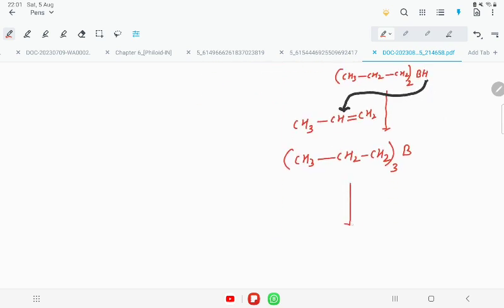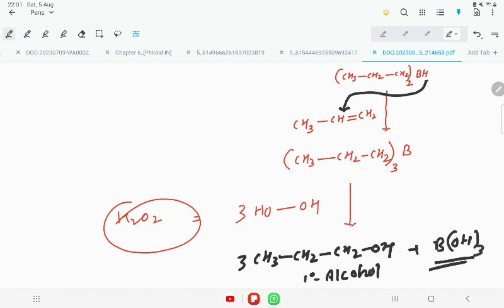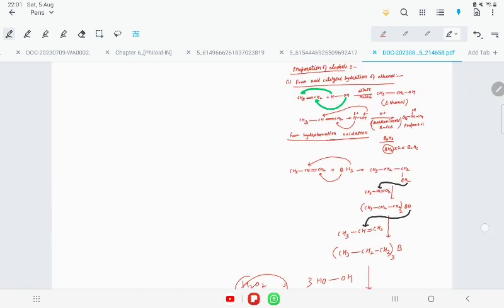Now student, you are going to treat with hydrogen peroxide and OH minus, H2O2 we are writing, that is OH, right. So here you take three molecules. When you take three molecules, it will give three molecules of CH3, CH2, CH2, OH, okay, primary alcohol. This is the primary alcohol, plus it will give B(OH)3. So this is the product.